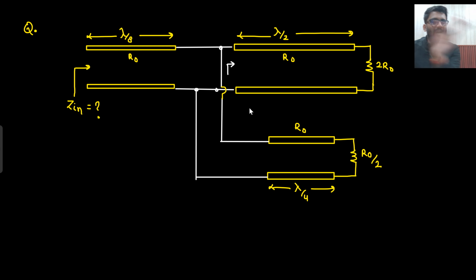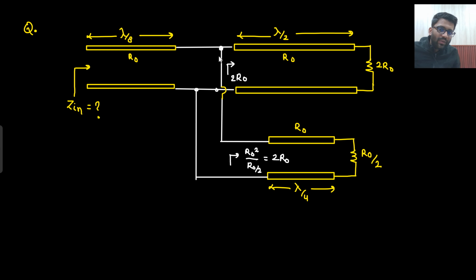2 R naught. After lambda by 2 distance, it will be repeated. Say yes or no. And if I write down the impedance here, after lambda by 4 distance, R naught by 2, it will be inverted. So what will be the impedance? Z0 square by ZL. That means R naught square by ZL, that is R naught by 2. So what are you getting? 2 R naught. Are you getting this point?